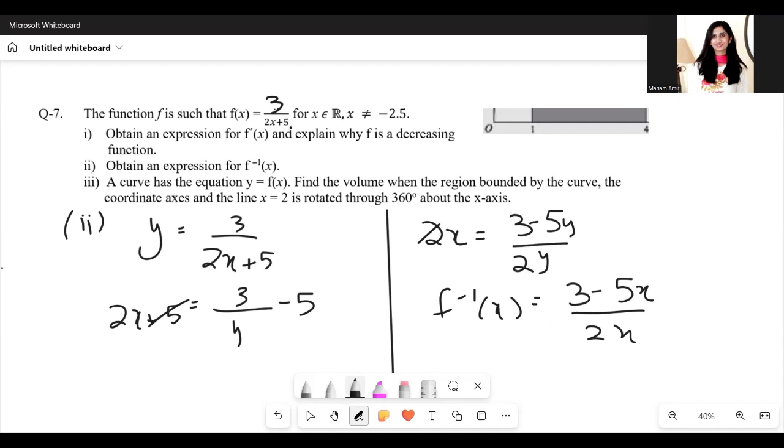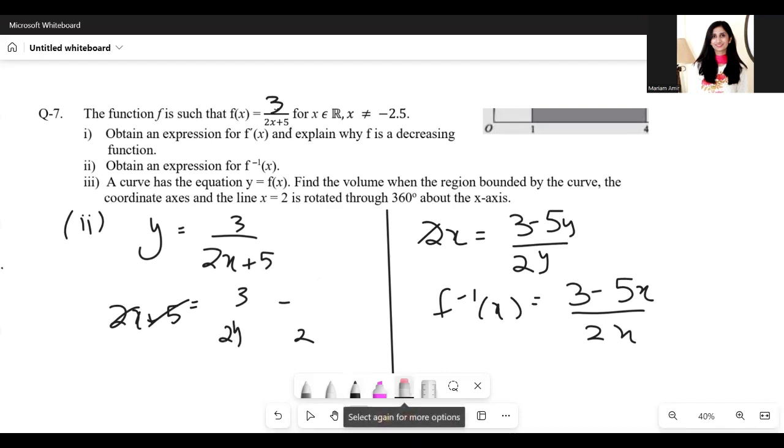Even this would work. If you don't take LCM here, then you take the 2 here, so you get a 2 here separately and a 2 here separately. This would also be a good enough answer, as long as you change the y to x.